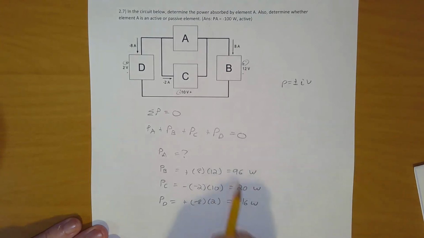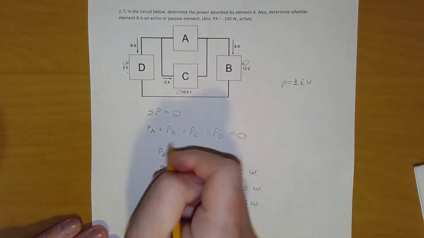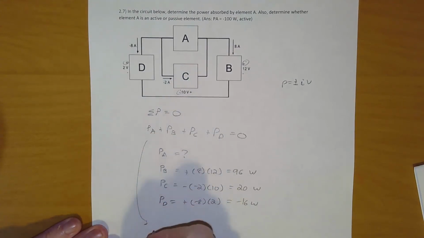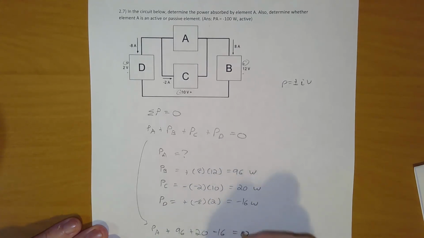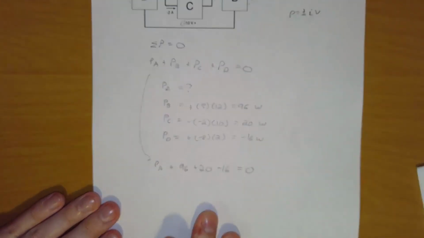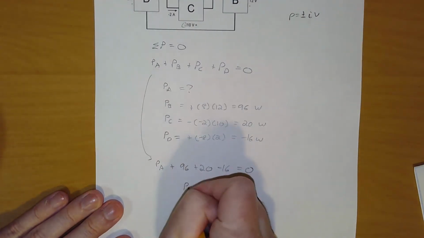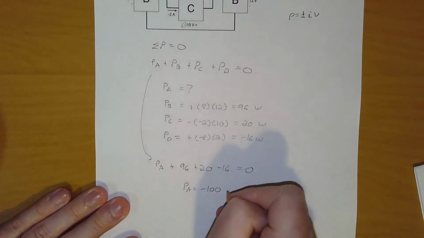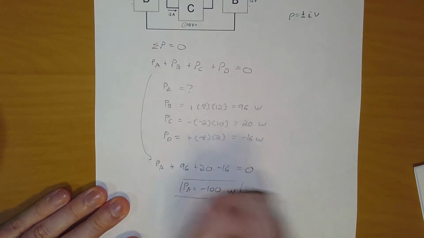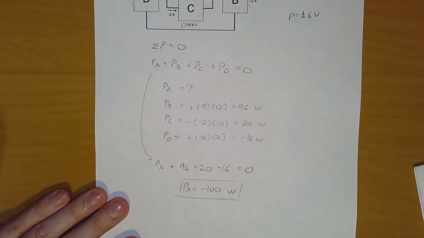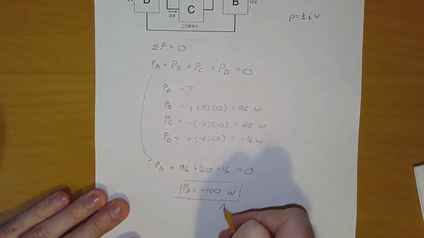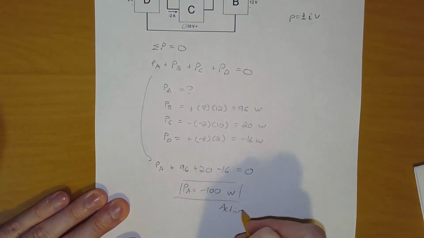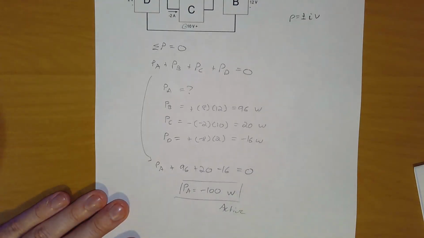So we have a passive element and an active element. When you put all this back together, you get power A plus 96 plus 20 minus 16. All of it has to balance out to 0. So when you solve for power A, you're going to find that it is -100 watts in order to balance out the circuit, which means that power A has to be probably a supply, some kind of a source, because it's active, because it is negative power, and we assume that passive elements are positive.